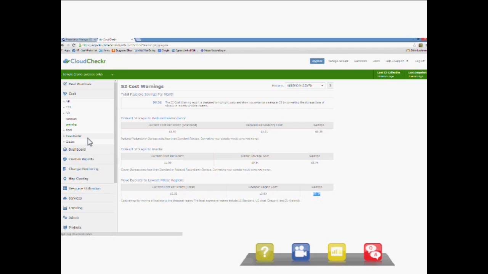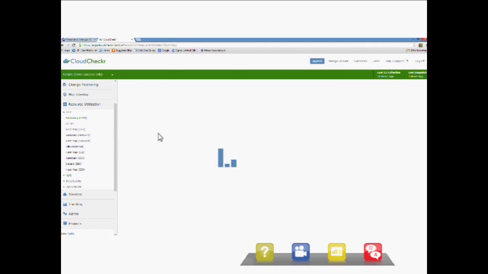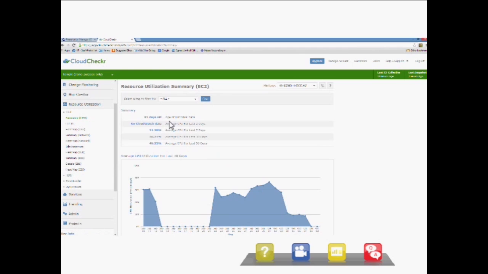So around resource utilization, you also want to know, am I buying M1 larges when I should be buying mediums? So we give you the resource utilization across your entire organization. Again, by tag, for instance, if you had tags set up, you could come in here and say, for my prod environment, everything you had tagged prod, what does my resource utilization look like?